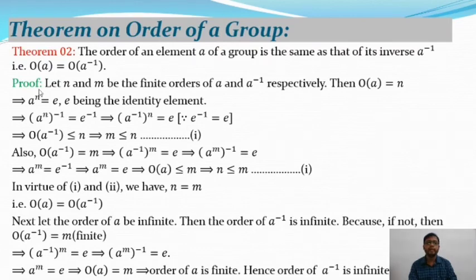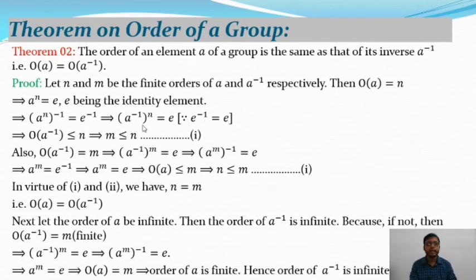So let n and m be the finite orders of a and a inverse respectively, where m is not equal to n. Okay, so then order of a is equal to n. So by definition of order of an element, it can be written as a to the power n is equal to e, where e is the identity element. Now applying the integral power of an element of a group, we see that a to the power n whole to the power minus 1 is equal to e to the power minus 1. This implies a to the power minus 1 whole to the power n is equal to e, but you know that inverse of an identity element is identity.